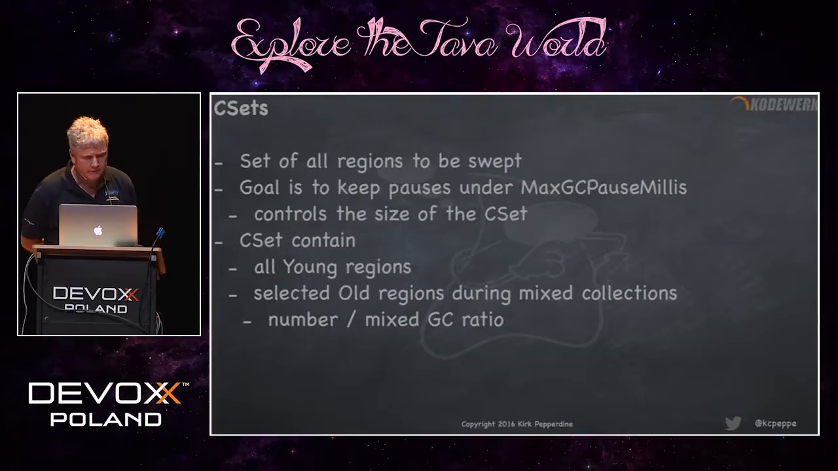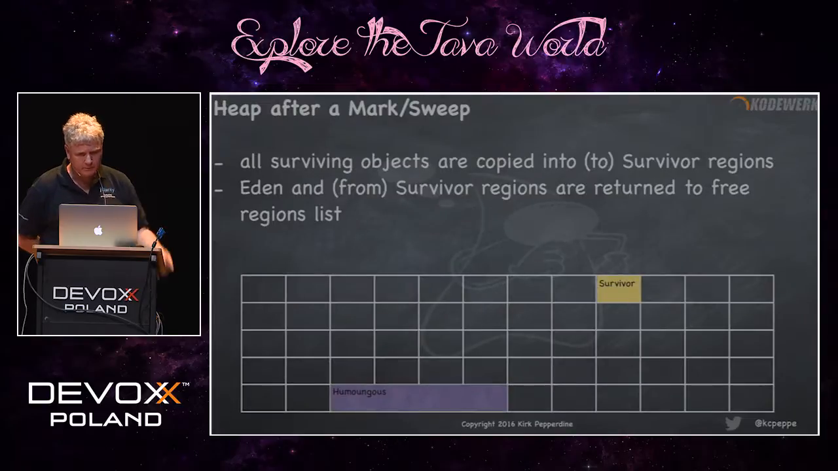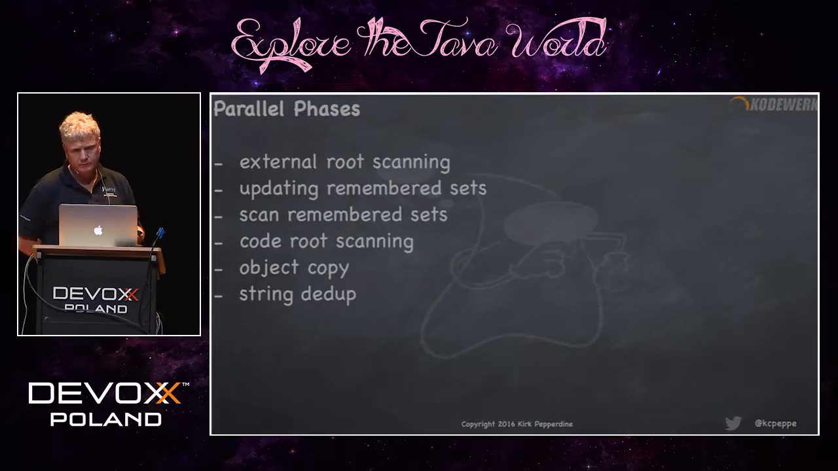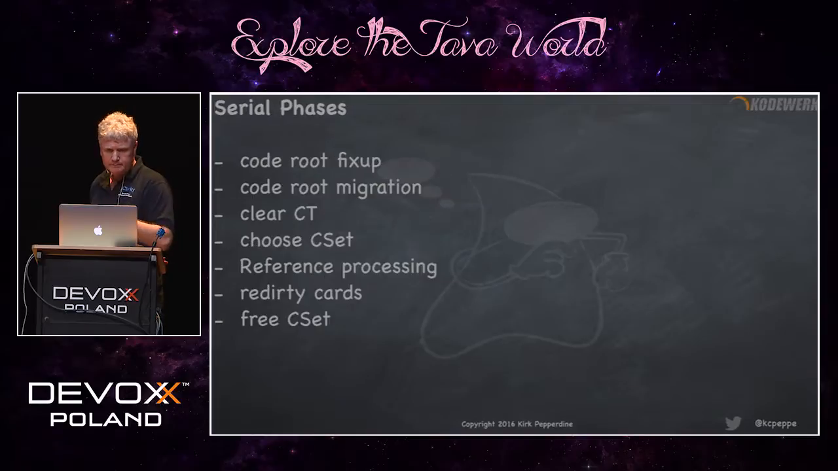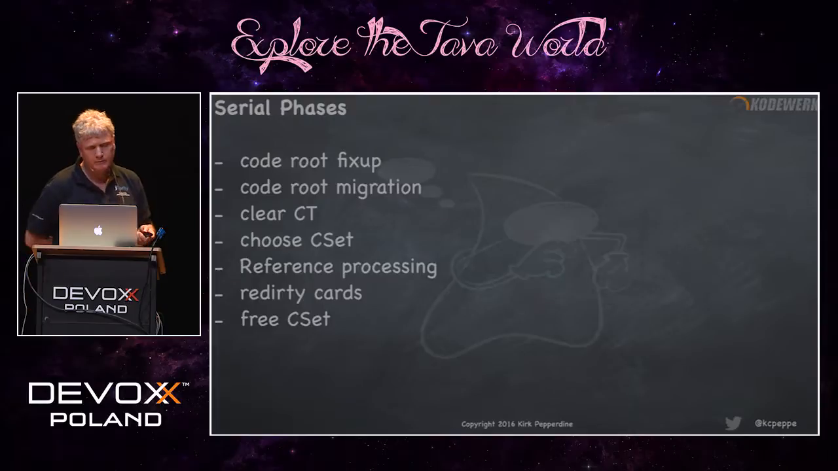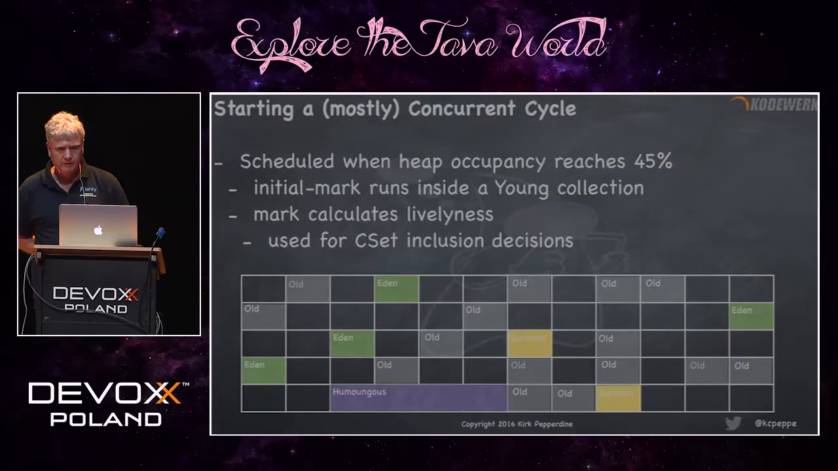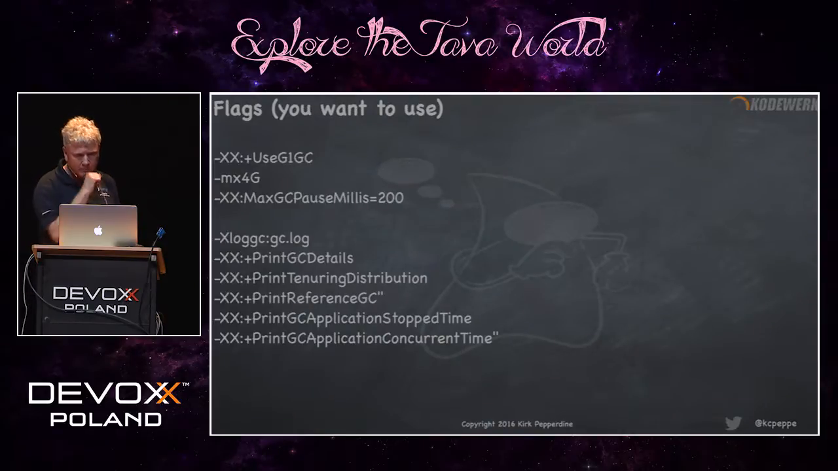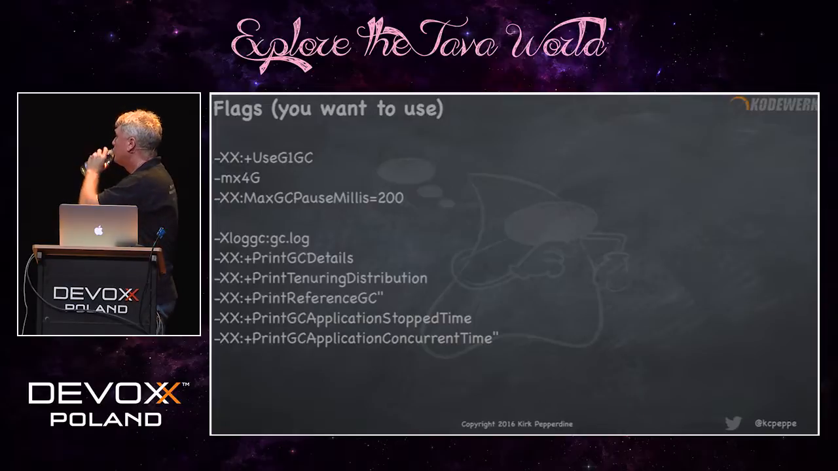Okay, C-sets we've talked about. The slide there, promotion in, that's parallel phases. So for the phases and everything like that, at this point I'll probably just flip to a GC log, and you can see the phases and their contribution to the pause time. So, excuse me. Flags you probably want to use.